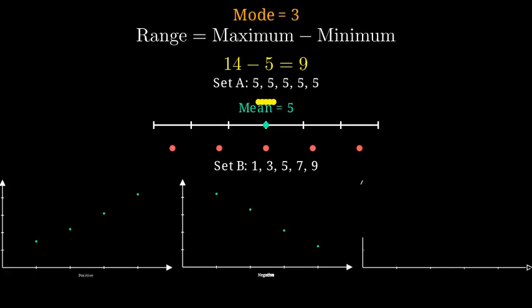Part 5 is scatter plots and correlation. Positive correlation means as X increases, Y increases. Negative correlation means as X increases, Y decreases. No correlation means there is no clear pattern.